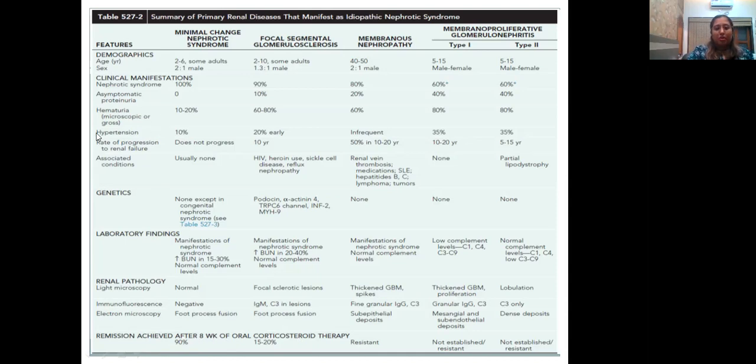And remission achieved after 8 weeks, yes, this is very important. So progression to renal failure, we saw that MCN doesn't progress. Good prognosis there. Also with treatment, the remission of minimal change nephrotic syndrome is up to 90%, whereas it's extremely poor or rather resistant in case of non-MCN type. It does not respond to our steroid therapy properly.